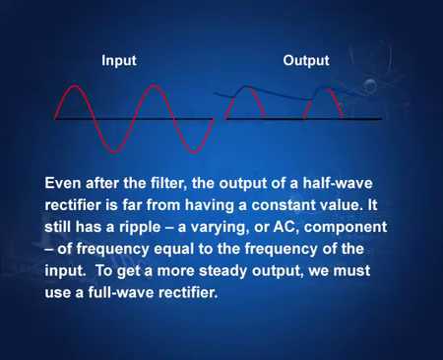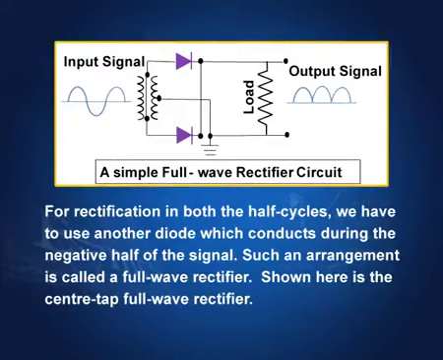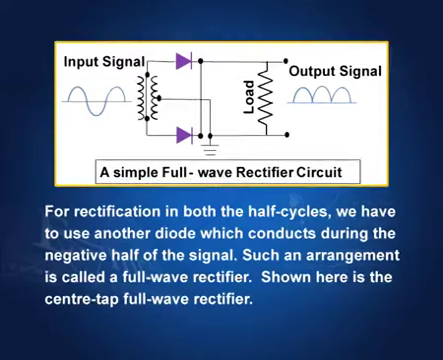You see, the frequency of this is equal to the frequency of the input, and therefore there is still this ripple factor of the order of the frequency, which is equal to the frequency of the input. What do you do if you want a better output? Then what we do is rectify this portion as well as this portion. This is called a full wave rectifier, and the circuit is here.